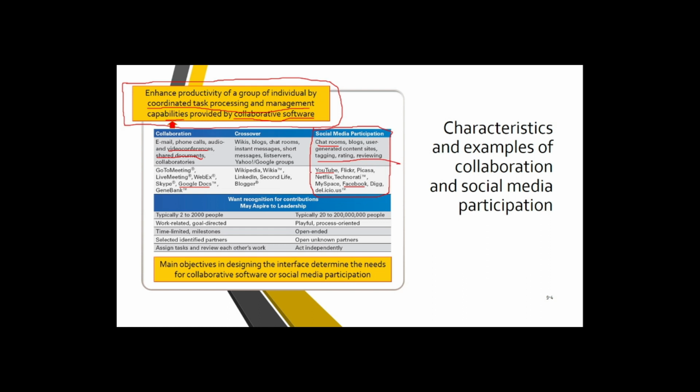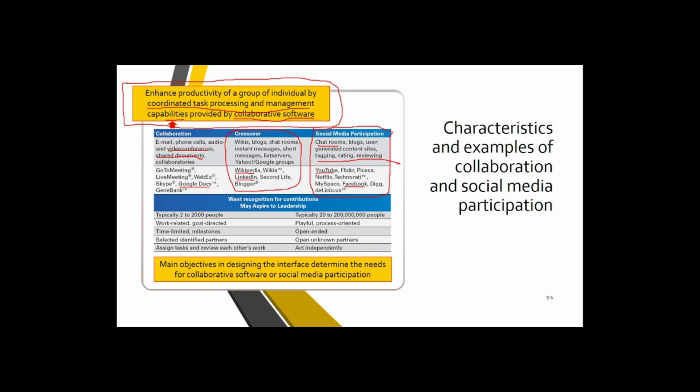Social media participation and collaboration software can be blended together using crossover products such as wikis, blogs, chat rooms, instant messages, short messages, and also Yahoo and Google groups. Some examples exist in the market today, such as Wikipedia and LinkedIn, so that collaboration is not limited just to collaborating when preparing documents, but also enables users to tag, rate, and review.